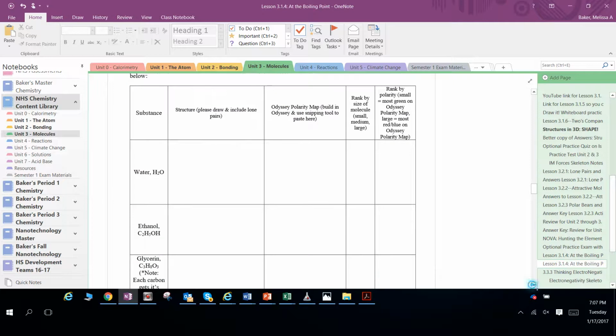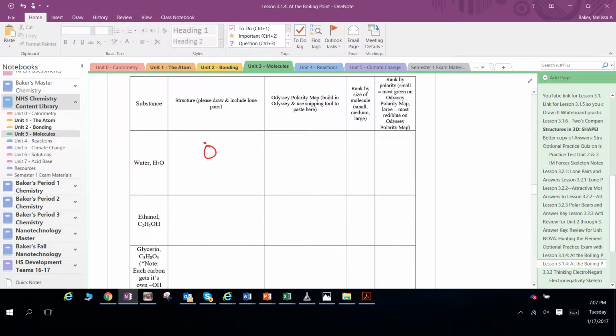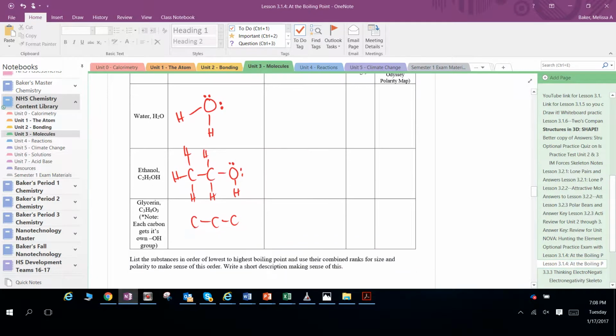So then we had everyone draw each of these structures of what was in the flask. It was a mixture of water, ethanol, and glycerin. And we built each of these in Odyssey so that we could look at the polarity maps of each of these. Glycerin is interesting because it's got 3 different OH groups, one on each of the carbons. Add in my other carbons here.